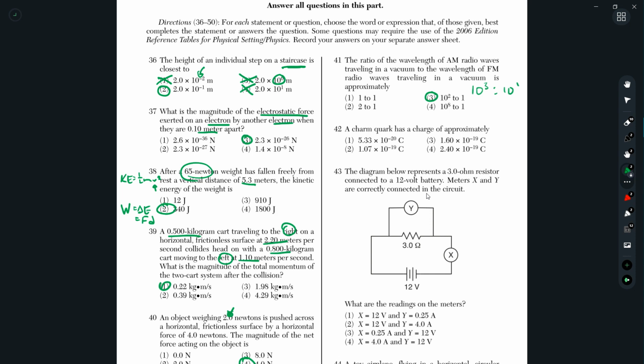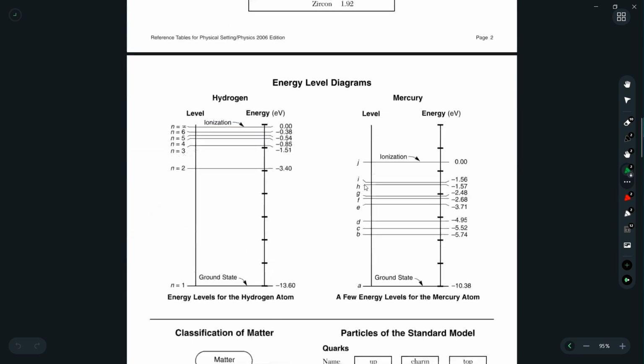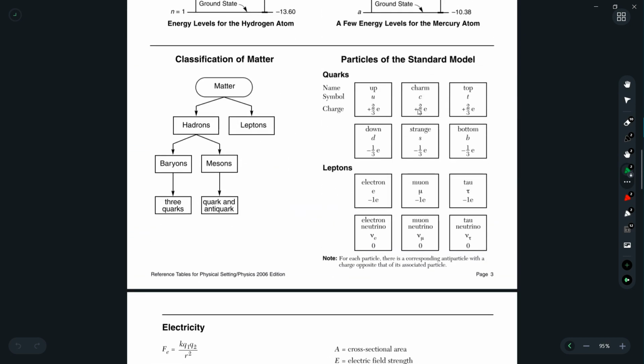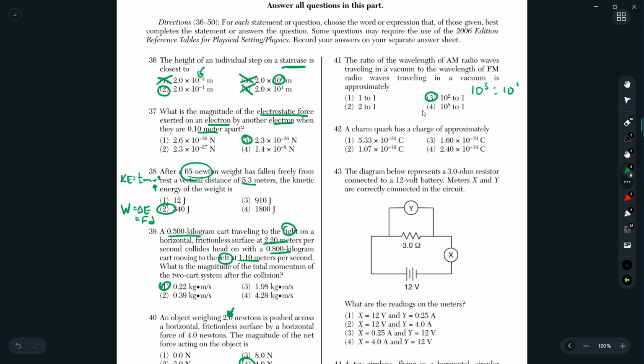Charm quark. Sounds fake. Charm is plus 2/3 of the elementary charge, which is 2/3 of 1.6. So 2/3 of 1.6 is about 1.07.